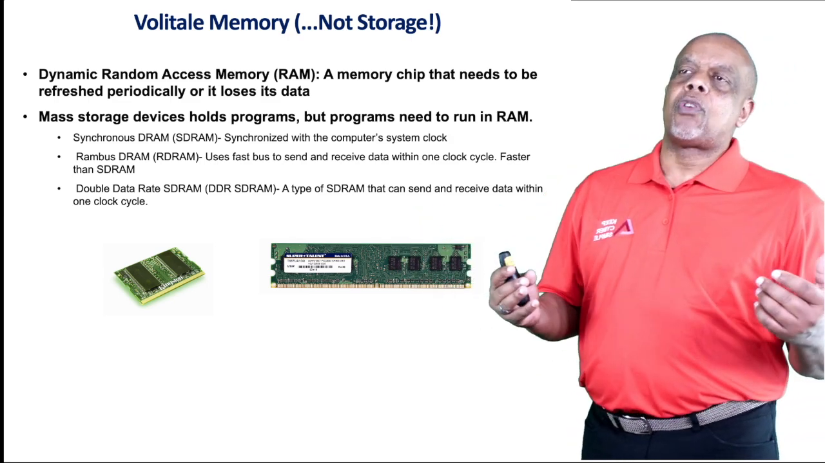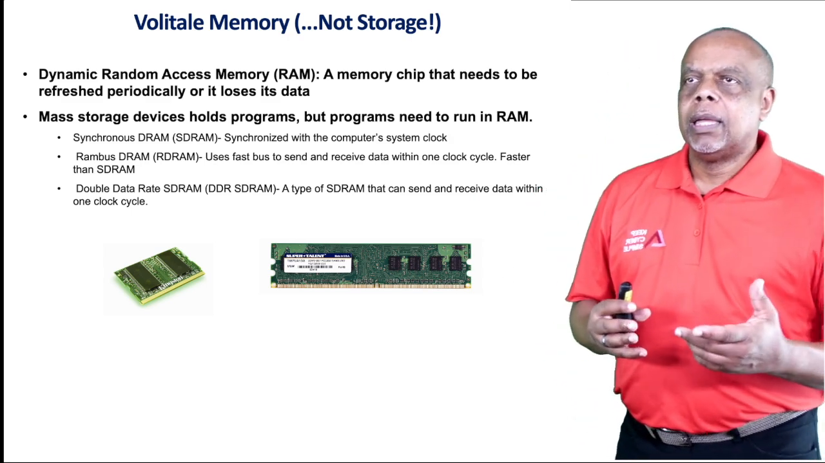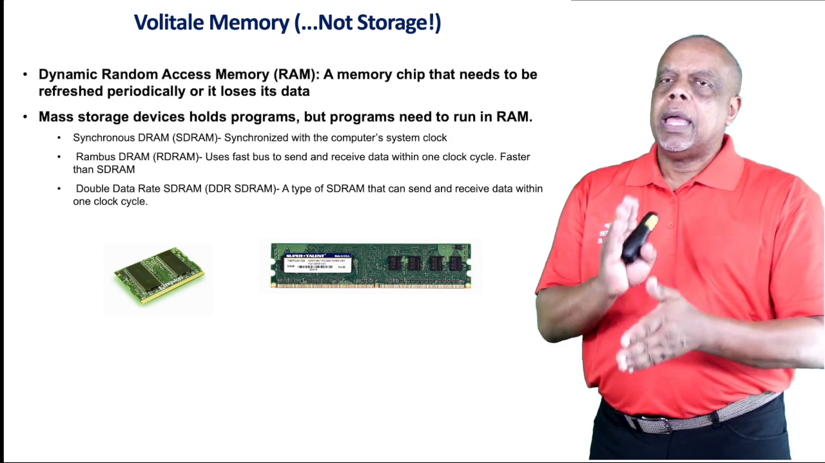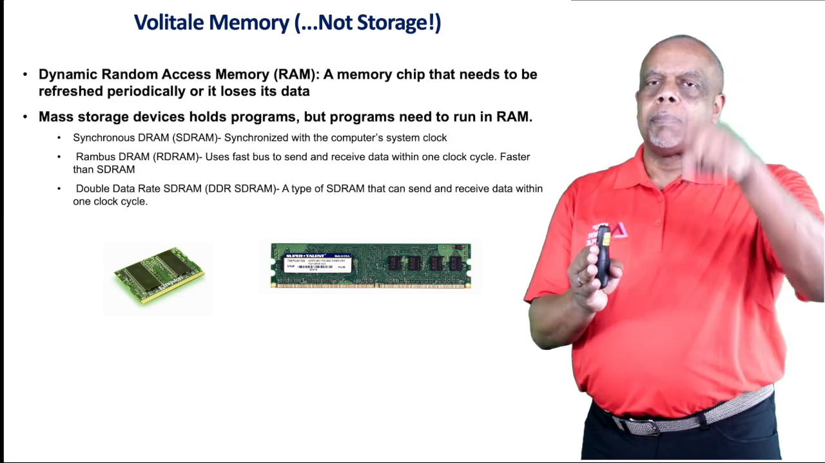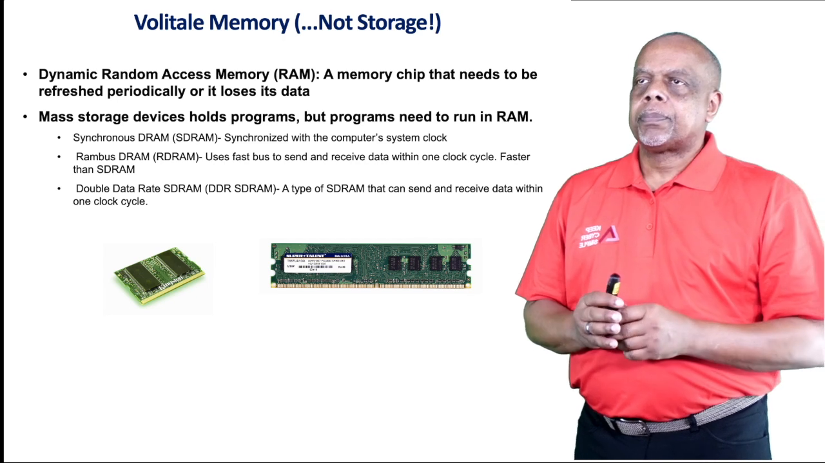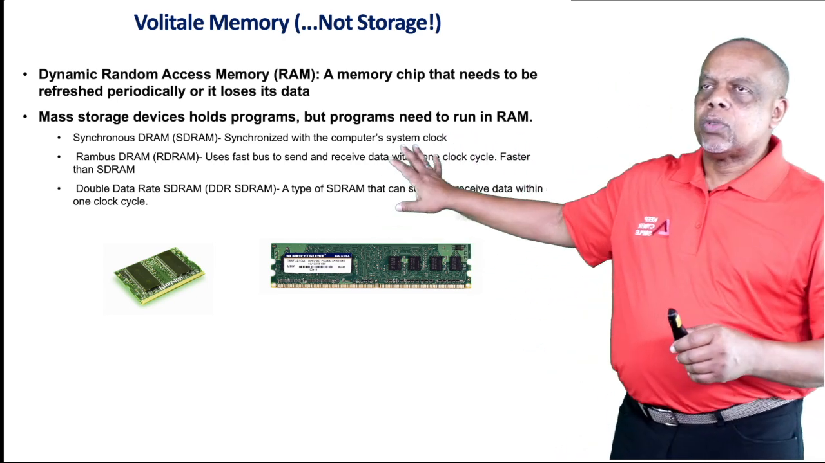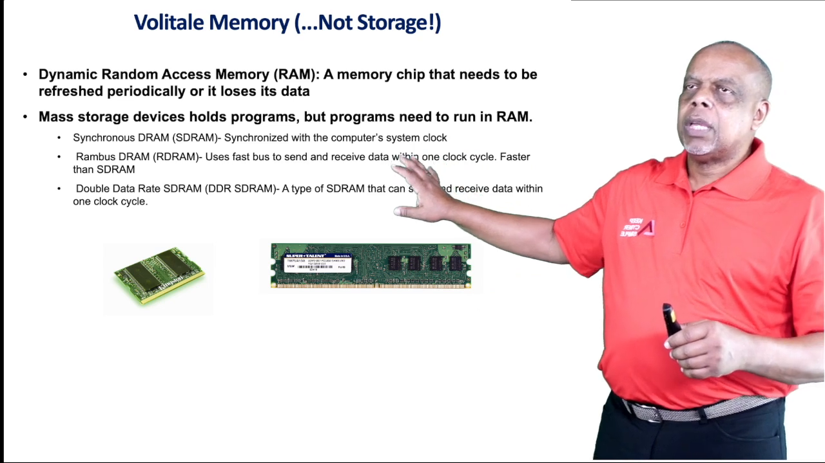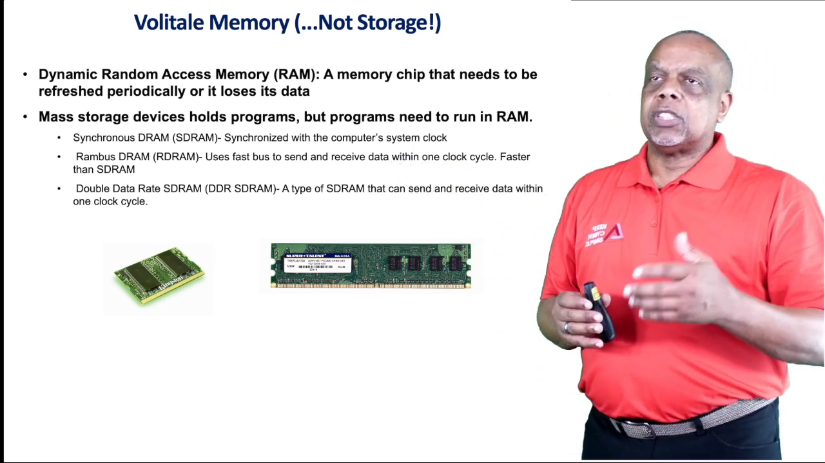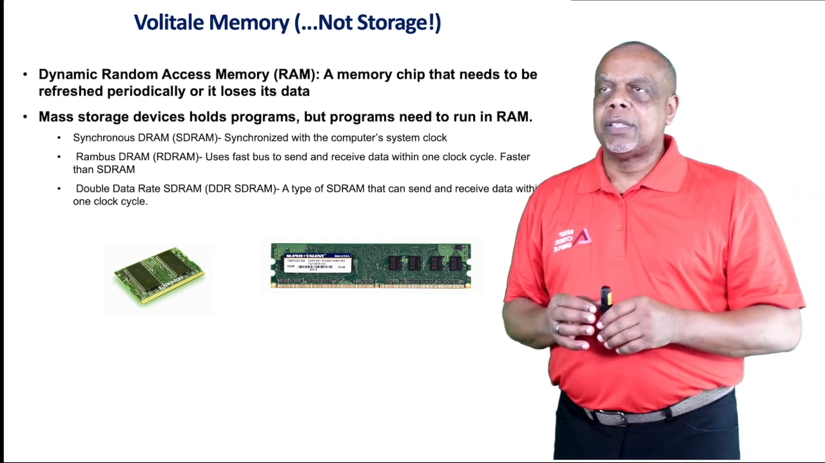When you hear about SDRAM, that's synchronous dynamic random access memory. It means that it is synchronized with the clock. So if the clock is running at 1 gig, every time the clock pulses, it is synchronizing the RAM. Also, you've got RDRAM. You don't see that much, but it's using the bus to send and receive data within 1 clock cycle. It's a little bit faster than SDRAM.